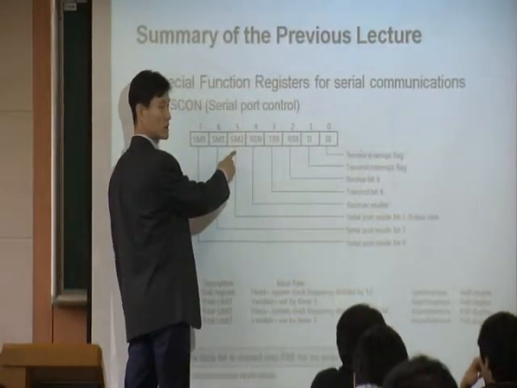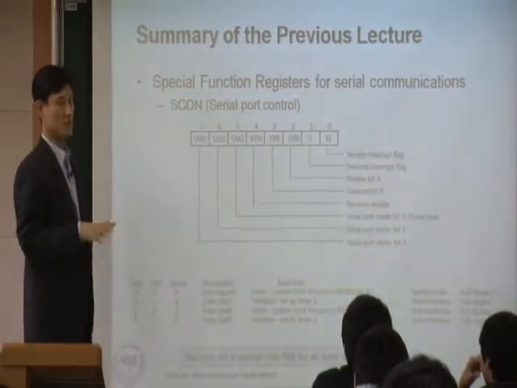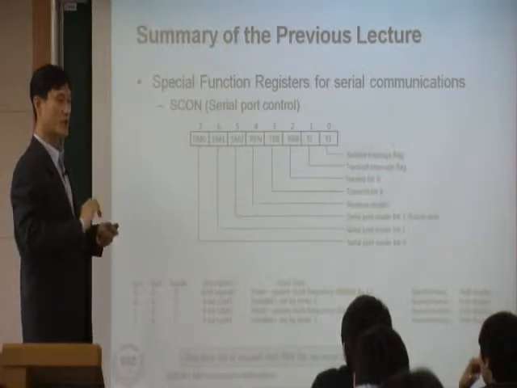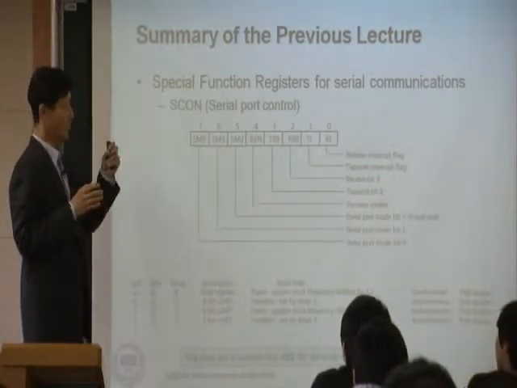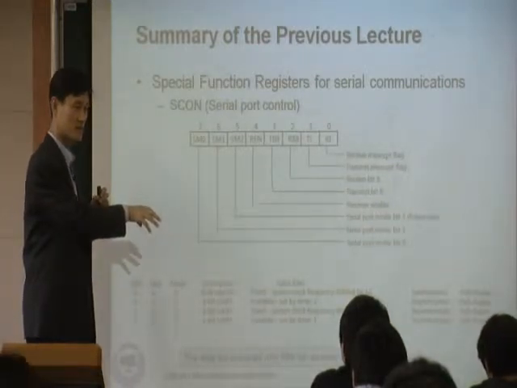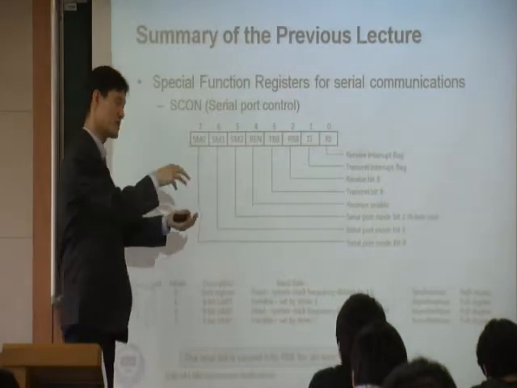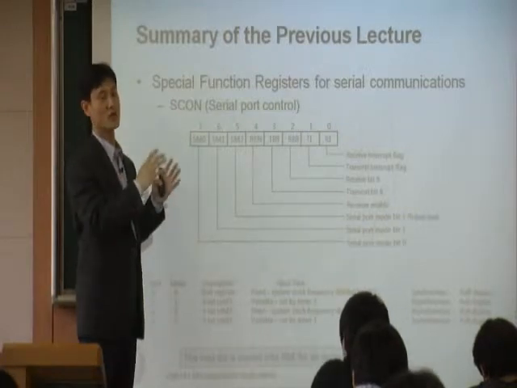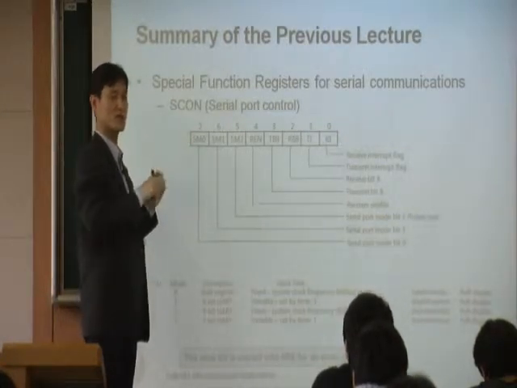I'll tell you about this one a little bit later, but REN is the receive enable. Remember why we need this receive enable. For transmit, you don't need any transmit enable, because only when you want to transmit are you going to write the value. You want to transmit letter C, only then you are writing C into SBUF. Otherwise, you are not writing. So you can control the transmit side because you transmit.